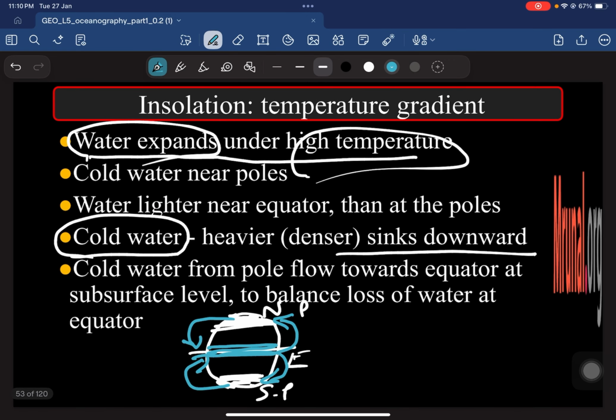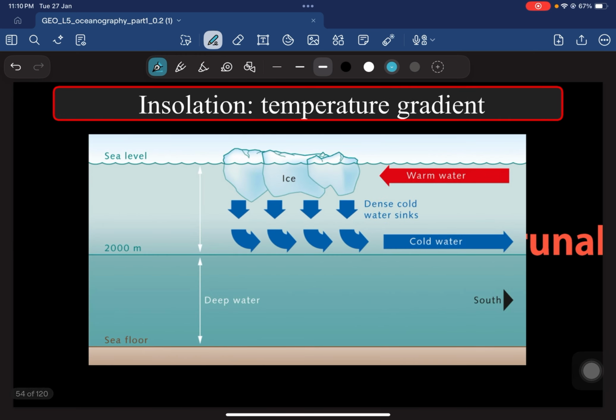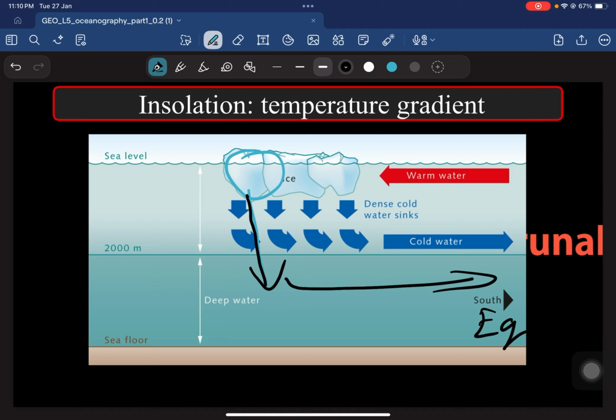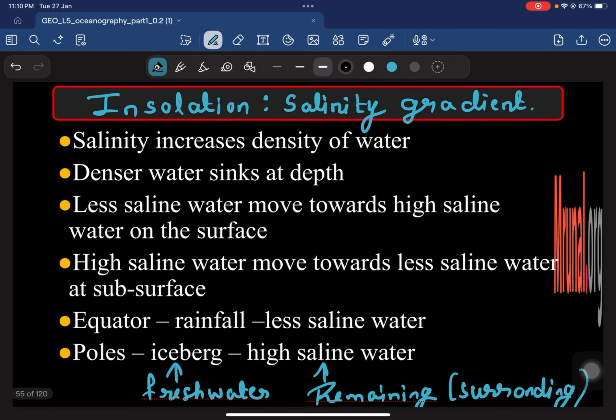And next, insulation, because of water expansion and because of cold water sinking. See here, these are icebergs. These will sink downwards like this, and it will move like this to the equator. And warm water, from where is it coming? From the equator it is coming to the North Pole and South Pole. Understood up to here?